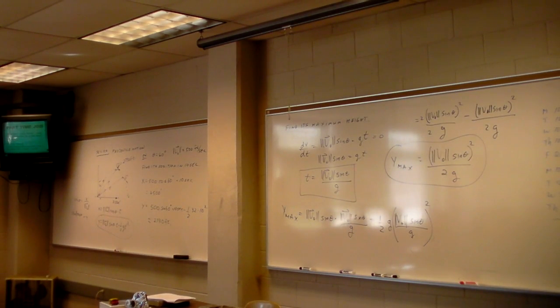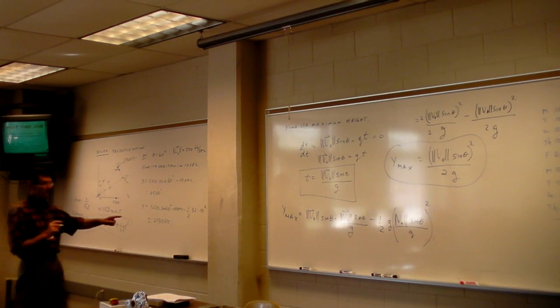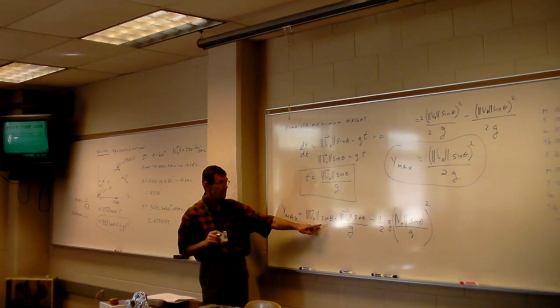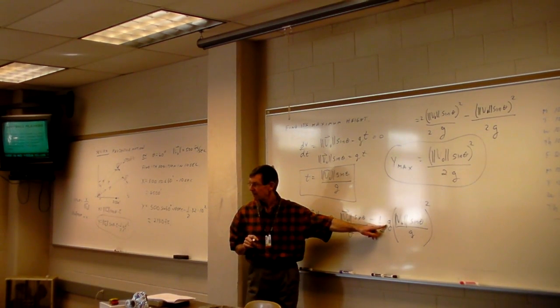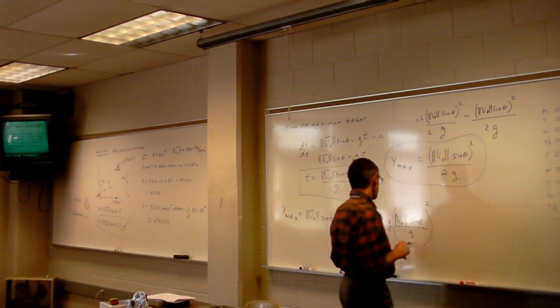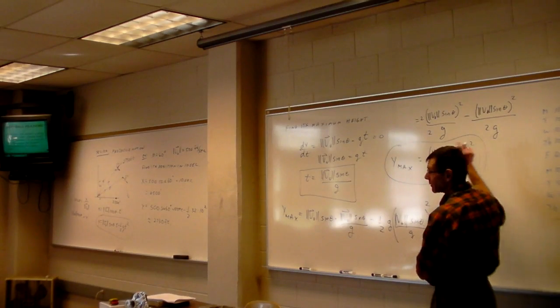Yes? On that bottom left equation, y max, there's another g after the 1/2. What happened to that? This is g. Would it cancel out with the other g? Yeah, but this g is being squared. Oh, okay. That's why we still have a g on the bottom.